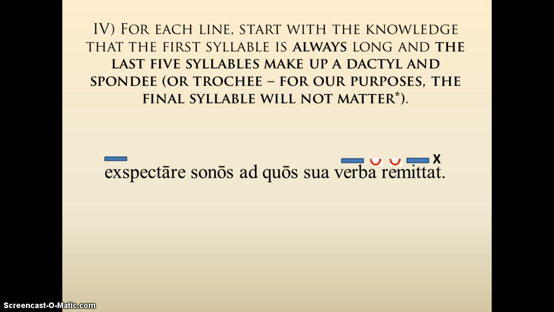And I mentioned already that a trochee, for our purposes, won't really matter, which is a long short. So this is how it will be written. Every single line in Latin hexameter, I should say 99.9% of the lines in hexameter, are going to look like this. The first E in expectare is long, and then the last 5 syllables are verbare mitat. Okay, let's practice.